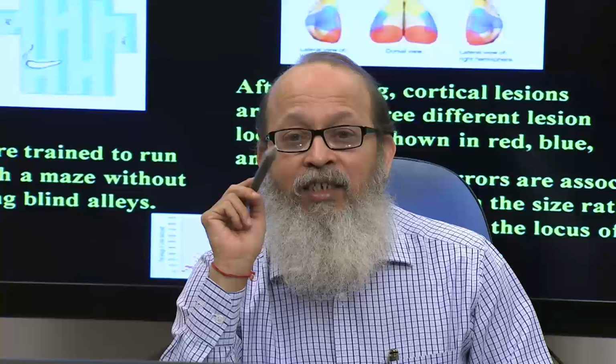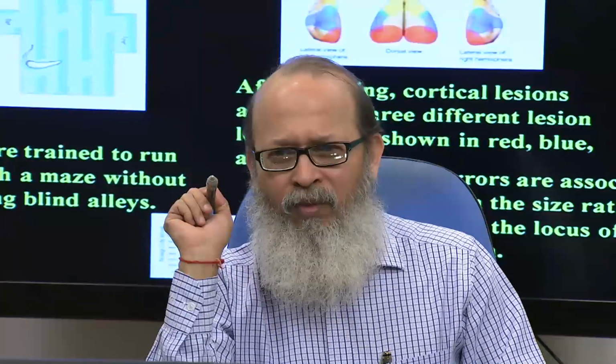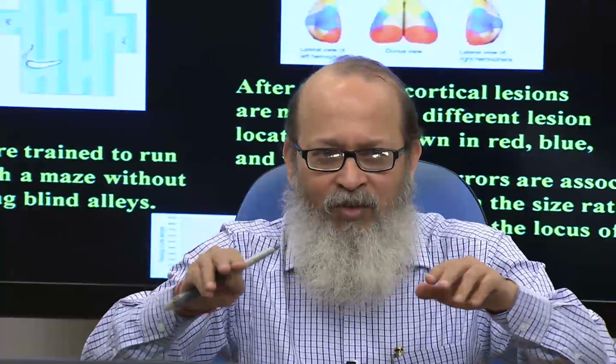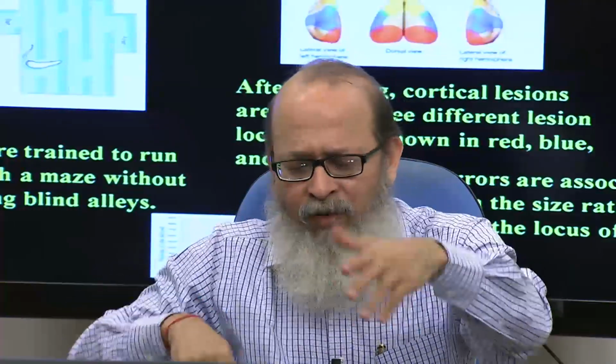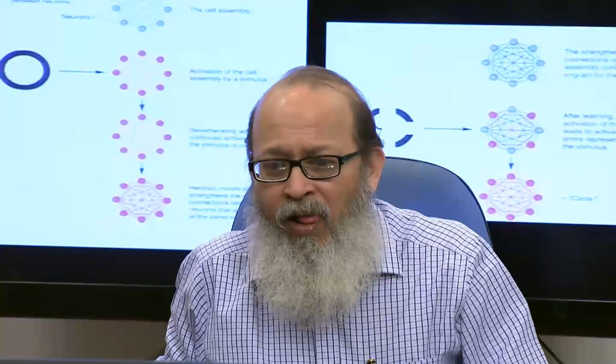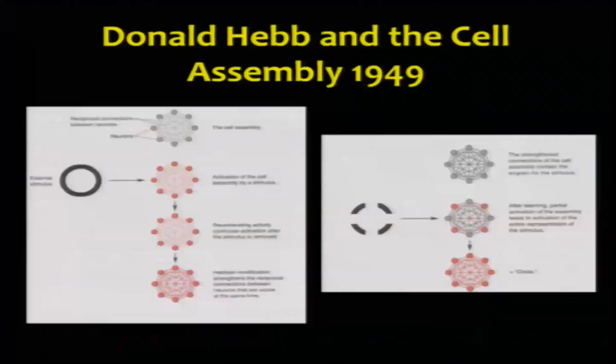Lashley said that it is not exactly the point of lesion which causes the problem, it is the size, because if it is a bigger lesion, it will destroy the network. That was the idea which Lashley brought out, but the real fillip to understanding came with the 1949 paper of Donald Hebb, which is available on the internet if you want to read it.